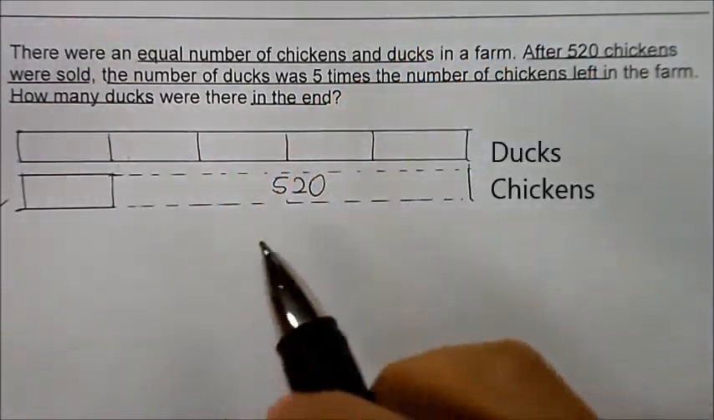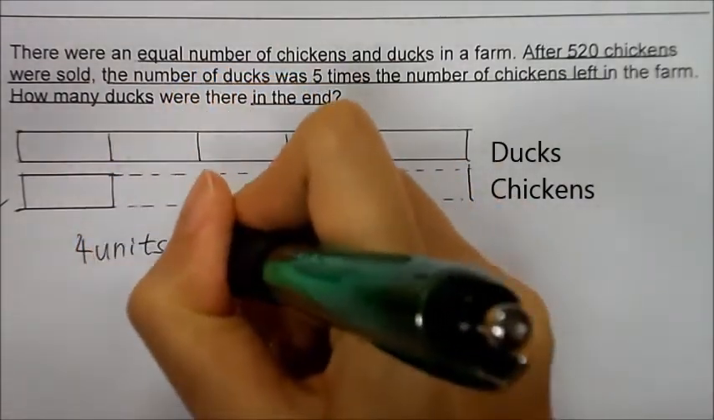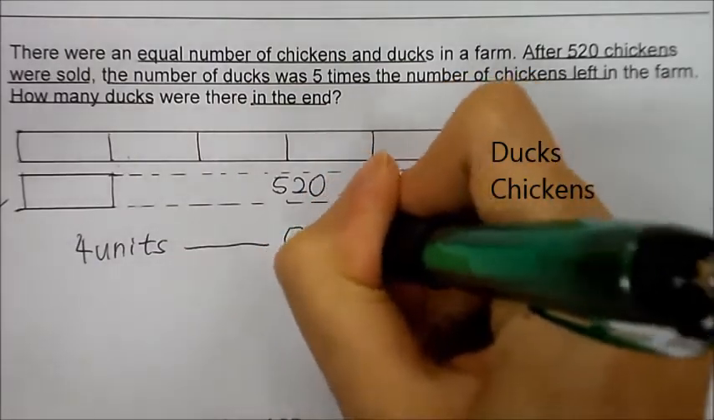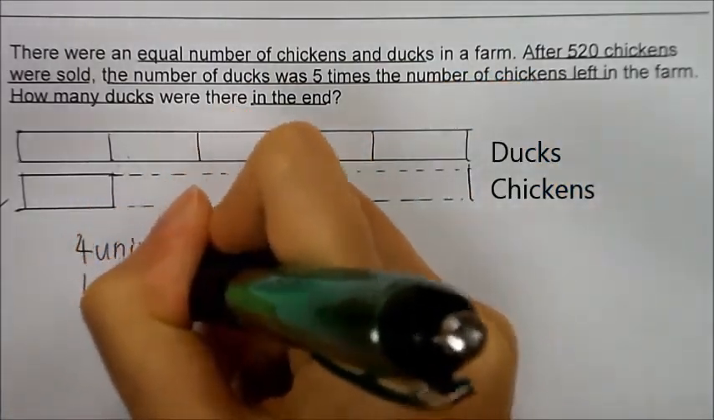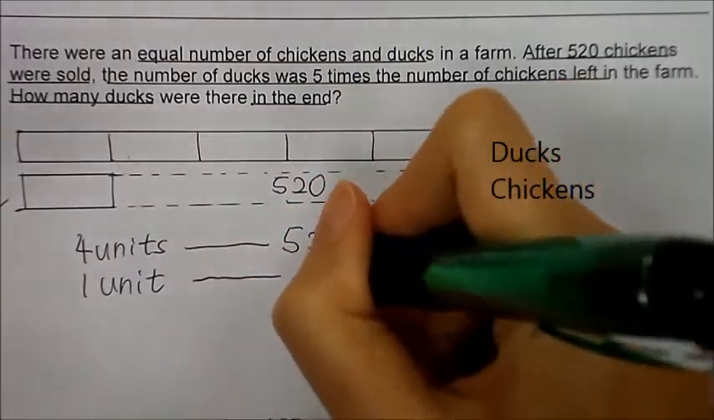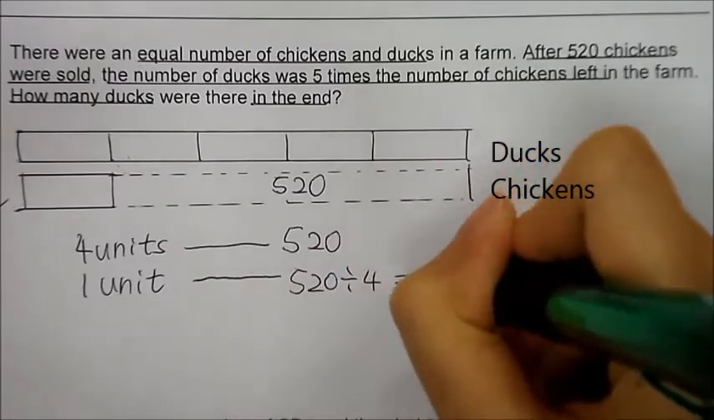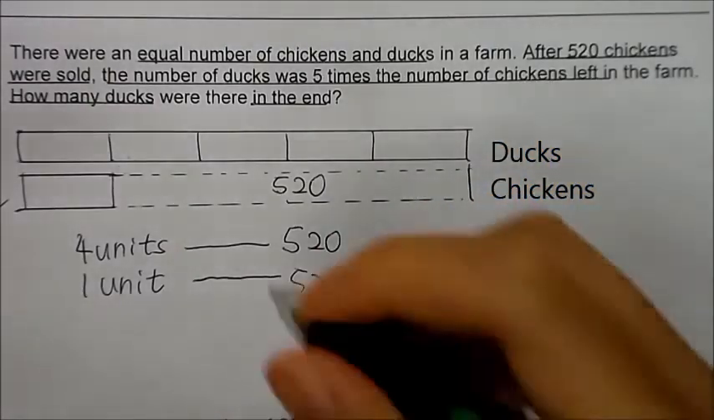So it's very clear from the model that 4 units gives us 520. And what would 1 unit be? So we can do 520 divided by 4 and we would get 130.